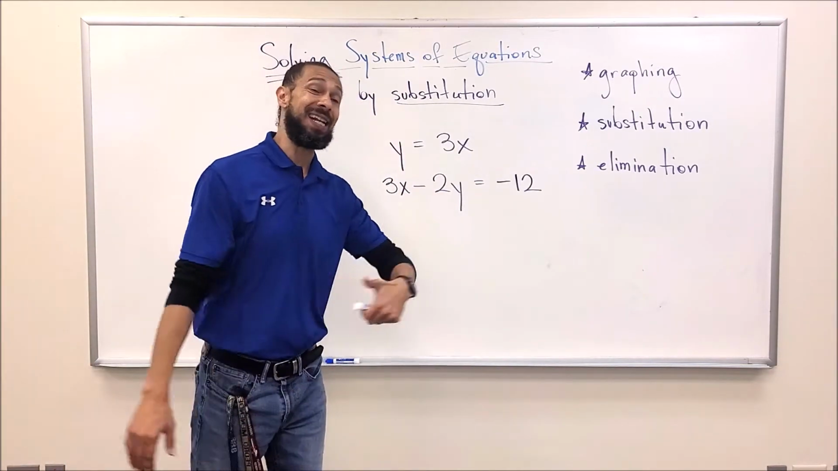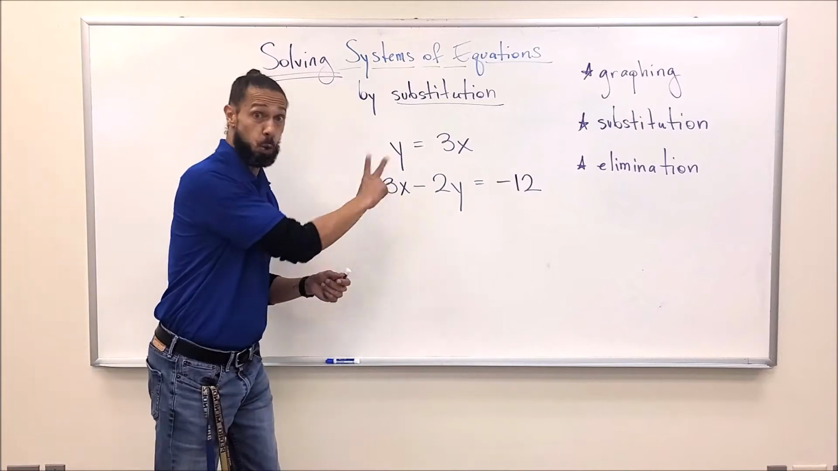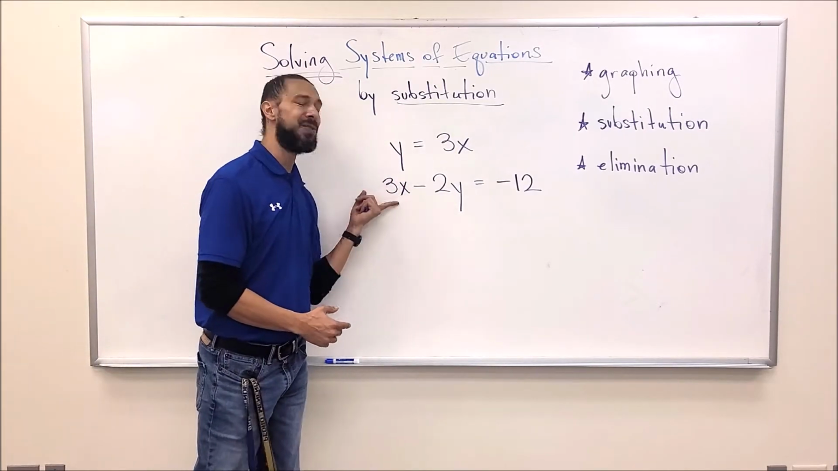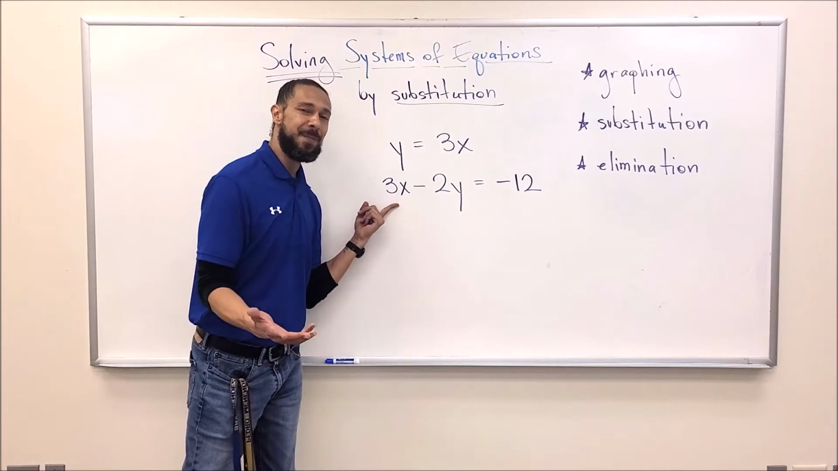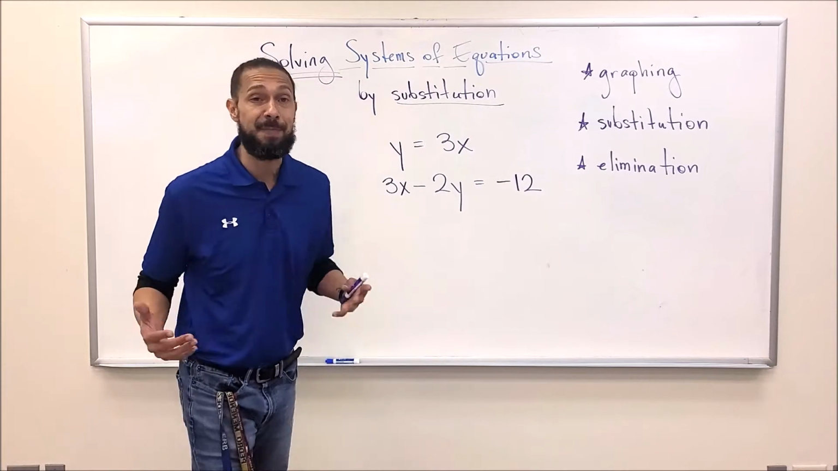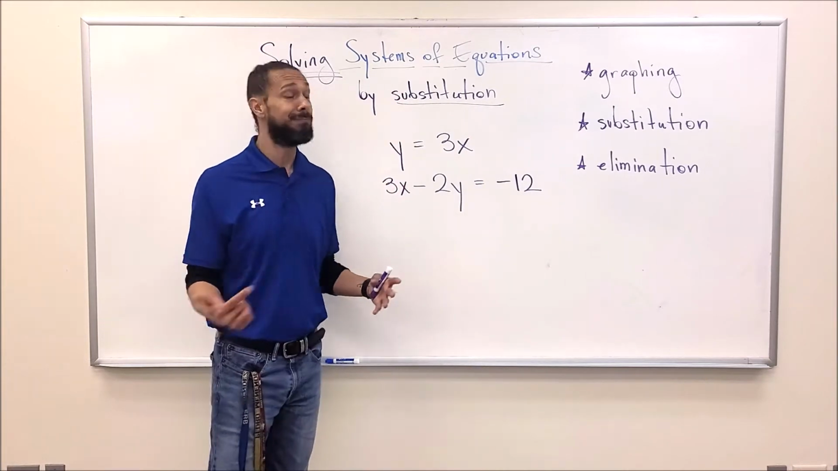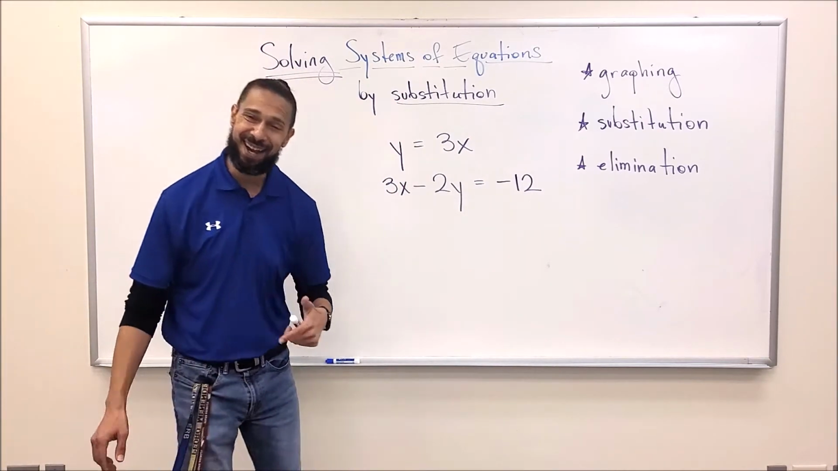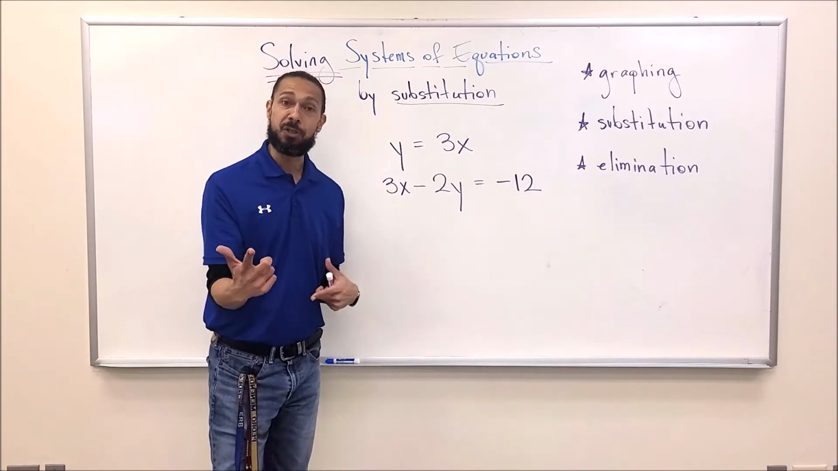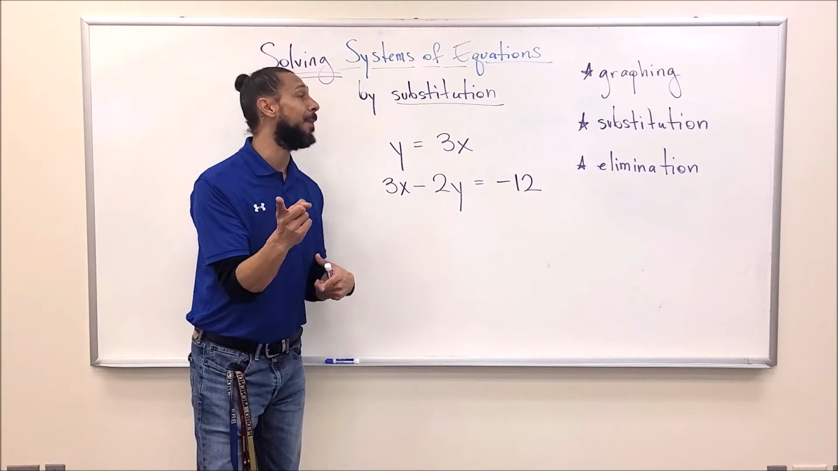Okay, here we go. I got a system of equations. I got two equations. Now, this one's in slope-intercept, but this one's in standard form, right? So what if I have trouble graphing in standard form, or maybe I just don't have graph paper? What's another way besides graphing? It's called substitution. Now, certain systems are easier to do substitution with.